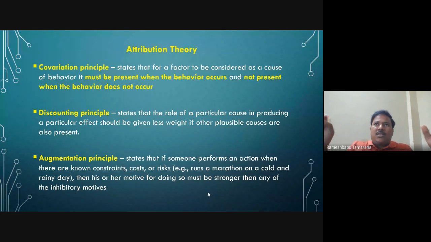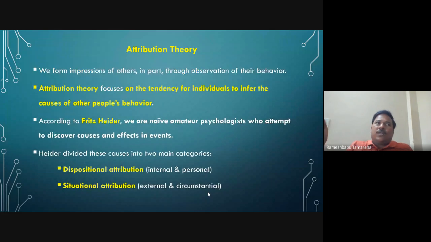So these are the three principles in the attribution theory. These are some of the principles he used to build his attribution theory. If you see the extension of this particular theory, we form impressions of others or anybody in part through observation of their behavior. For example, we might observe their behavior thoroughly, or we may observe just 5 seconds, or just 5 minutes. Then we make impressions.